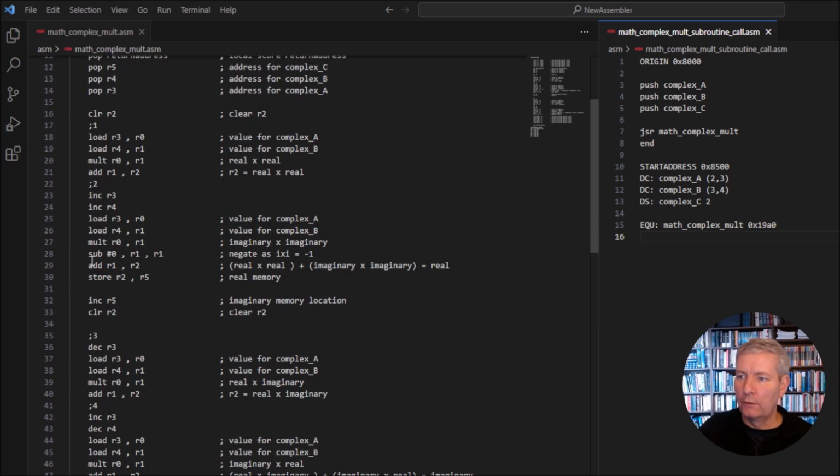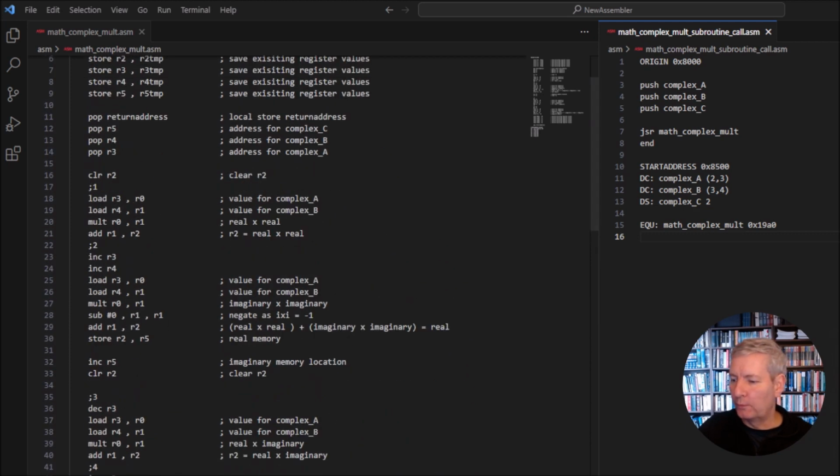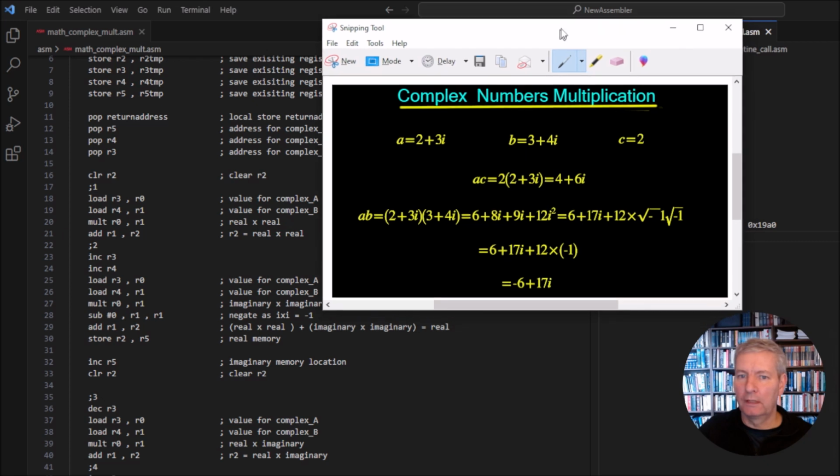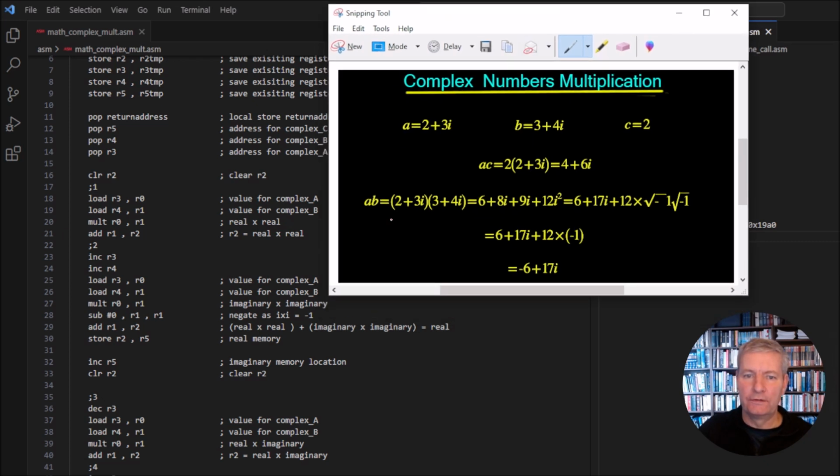Now all that happens within these options, if I bring this up here, is that it multiplies each of these values in turn. So what it will do is it will multiply 2 and 3, and it will store it because that's the first part of the real number. Now the next part of the real number will occur whenever we multiply the 3i and the 4i.